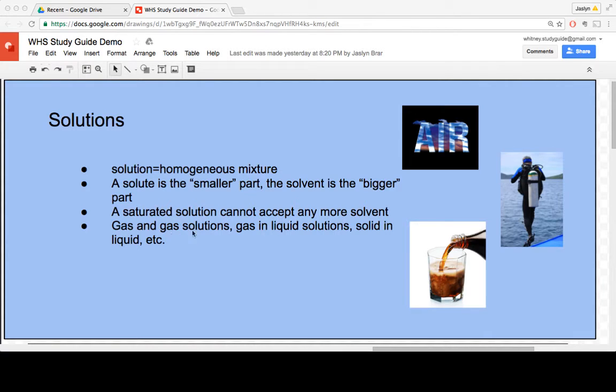Like a gas and gas solution, the example that we went over in class was air. It has about 20% oxygen and 80% nitrogen. Another example that I looked up just for fun was the air, or gas rather, inside of a scuba tank. It actually has oxygen and helium, for example. And there's obviously soda, which has sugar solute and carbon dioxide solute.